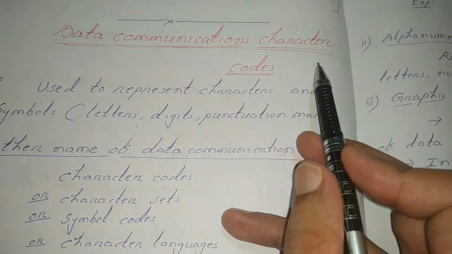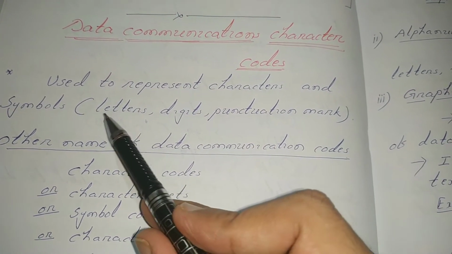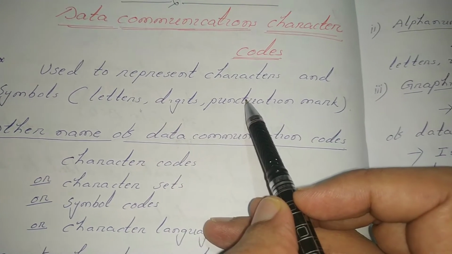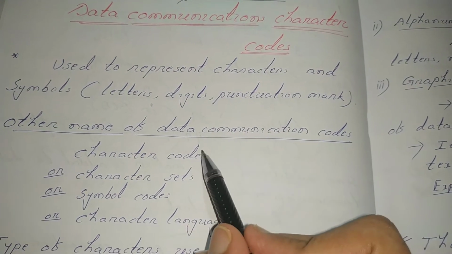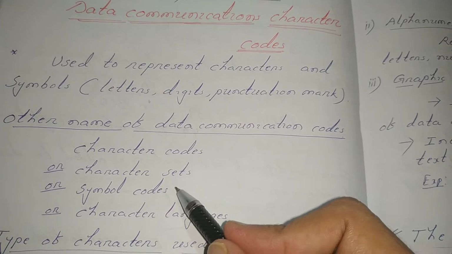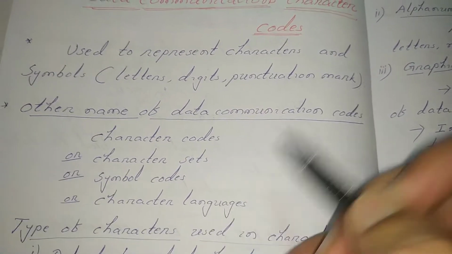So the data communication character codes are used to represent characters and symbols like your letters, digits, or some punctuation marks. Other names of data communication codes are character codes, character sets, symbol codes, or character languages. You can use any one name.